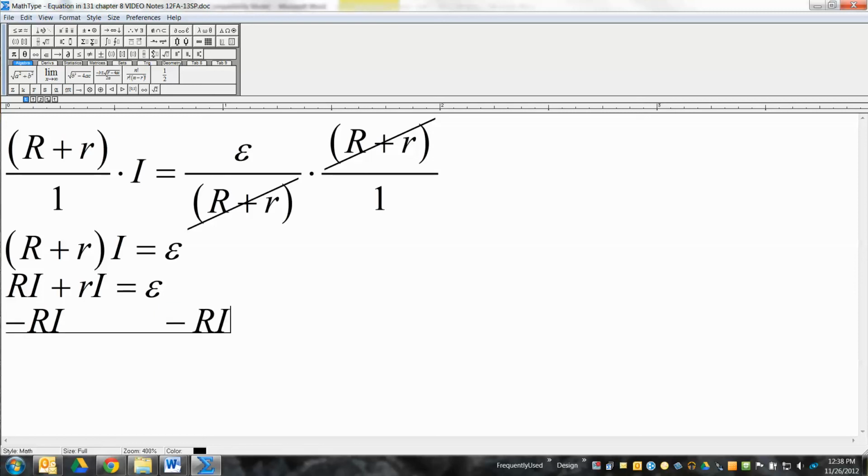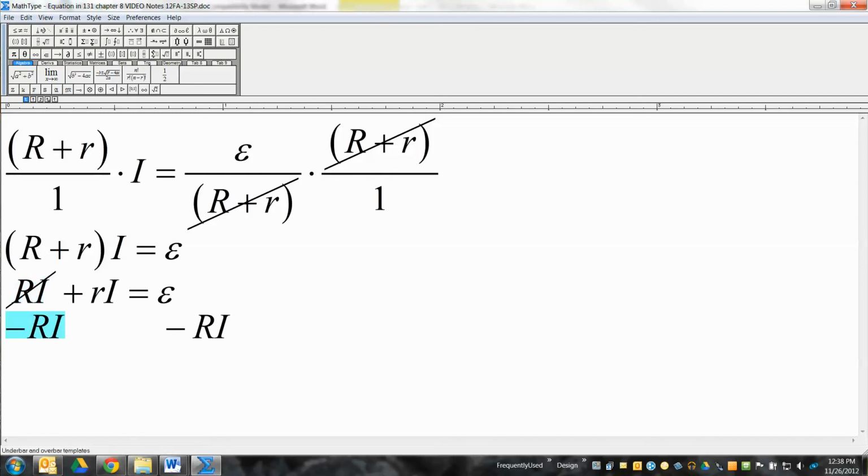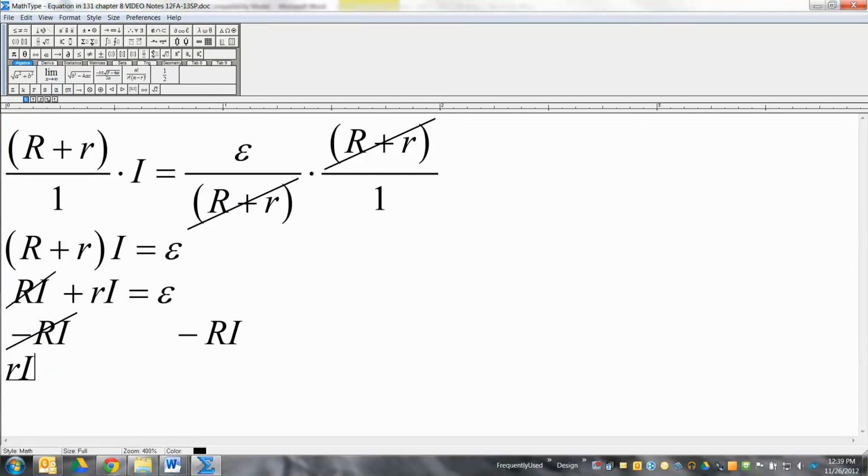There we go. Now what's going to happen? If you have Ri and you subtract away Ri, that's going to turn into 0, right? And then over on the right hand side, those aren't like terms. So you get this little epsilon thing minus Ri.